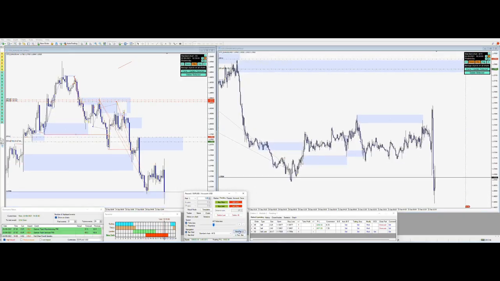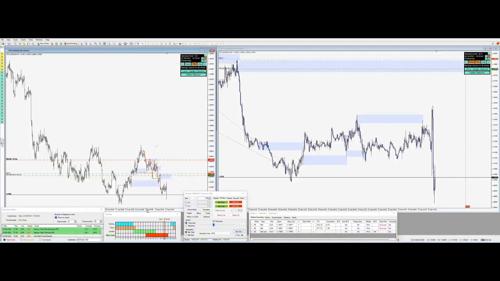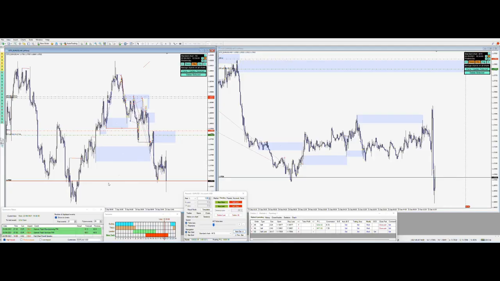Okay, we've continued down. 4 hour demand's gone. I don't know what's going on now. Right, so where are we in the higher time frames? We've tapped into this extreme zone here, have we? Not yet. We've tapped into the sell to buy range, but we could come a bit lower.